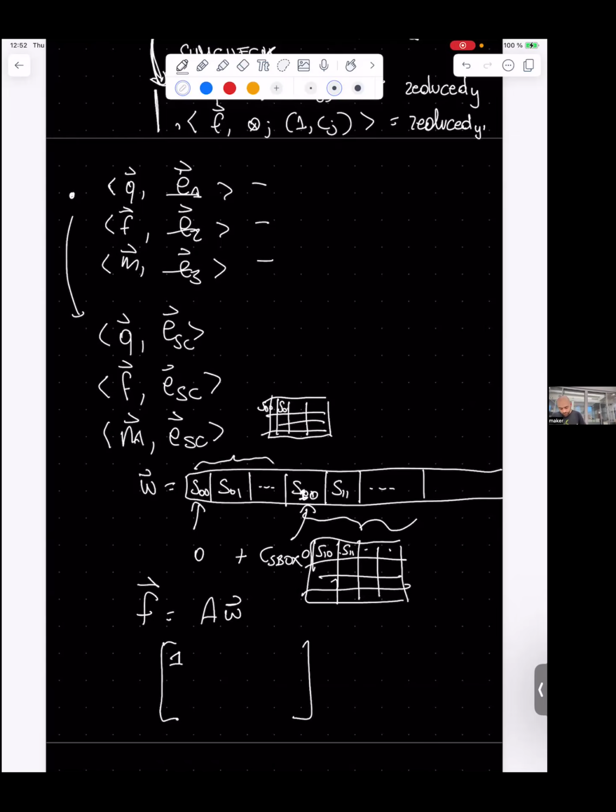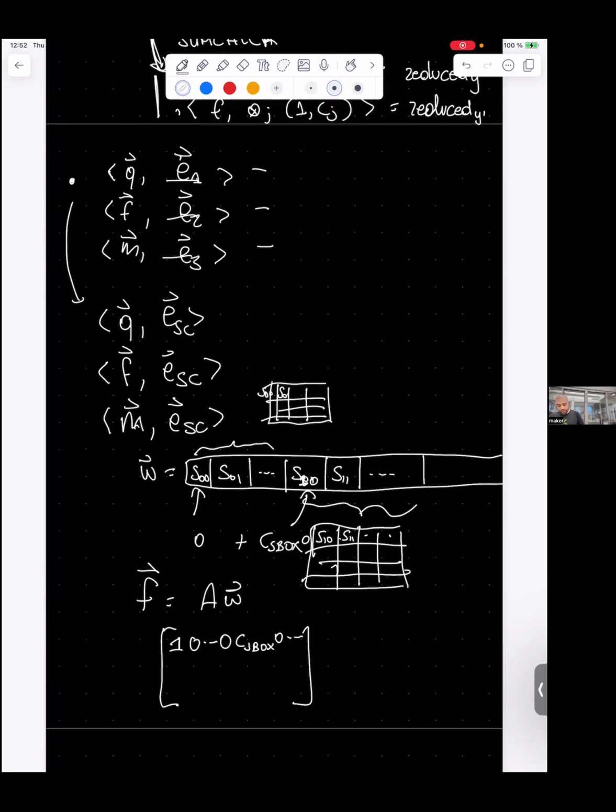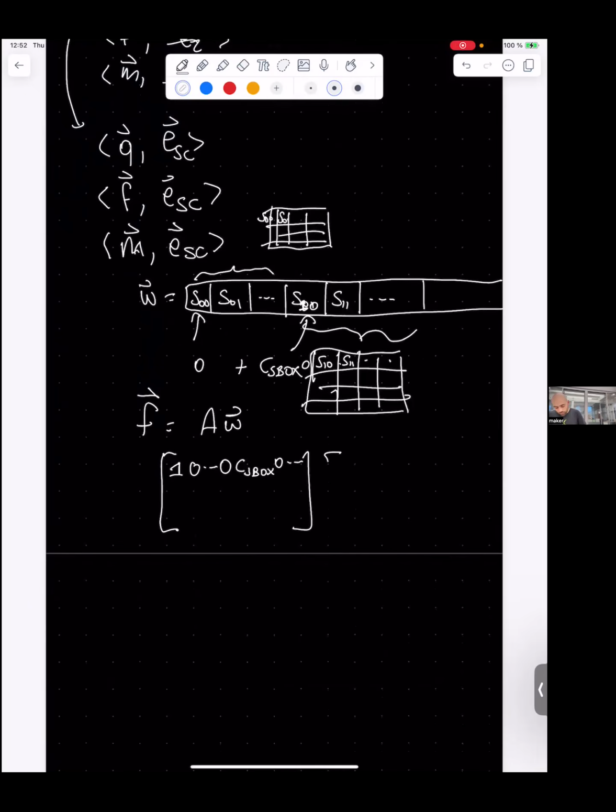For instance, in this case, it will be 1, then 0 15 times, and then C of S-box, and then 0 again, and so on and so forth. And when I multiply with W over here, I will end up really with the vector F that I want. So S00 plus C of S-box times S10. Again, so on and so forth.